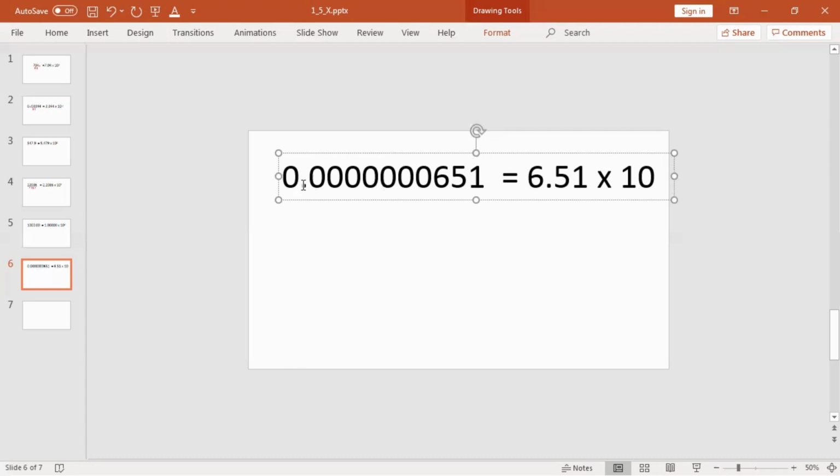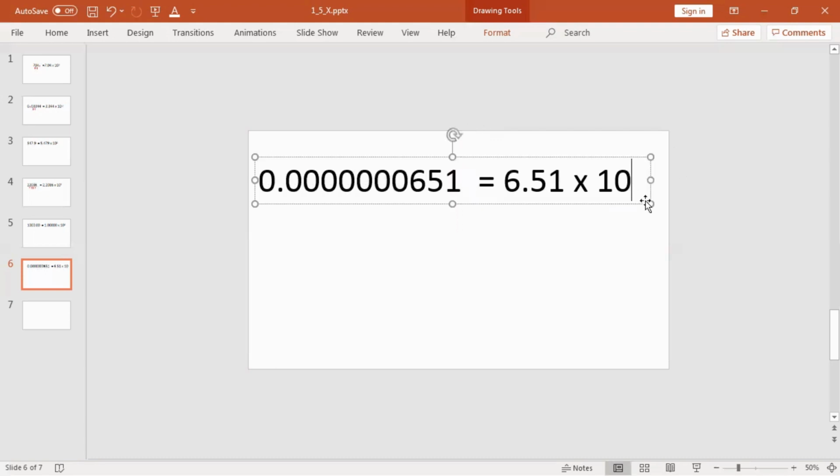So now let's count how many moves and what direction we have to move the decimal point. So we have 1, 2, 3, 4, 5, 6, 7. Did I do that right? 8? 8. We need 8 moves to the right. Since the move was to the right, the exponent has to be negative, and it's 8 moves to the right.